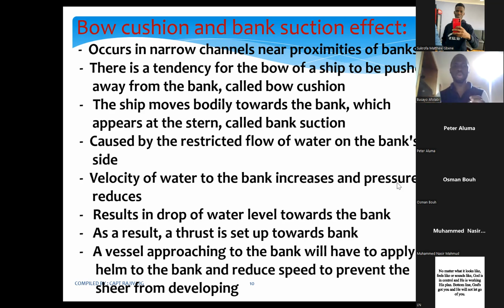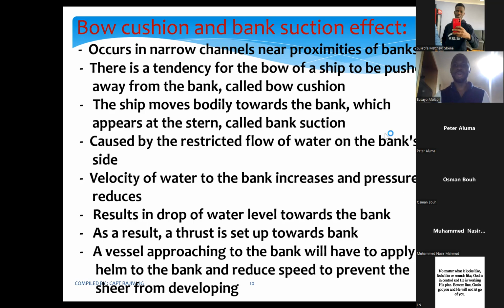So like I said, we will go into more details, but coming into bow cushion and bank suction effect, what does it mean? This majorly happens in our channel, but we're still going to be facing it in shallow waters too. When a vessel is coming in, there will be a tendency for the bow of a ship to be pushed away from the bank. And this is called bow cushion.